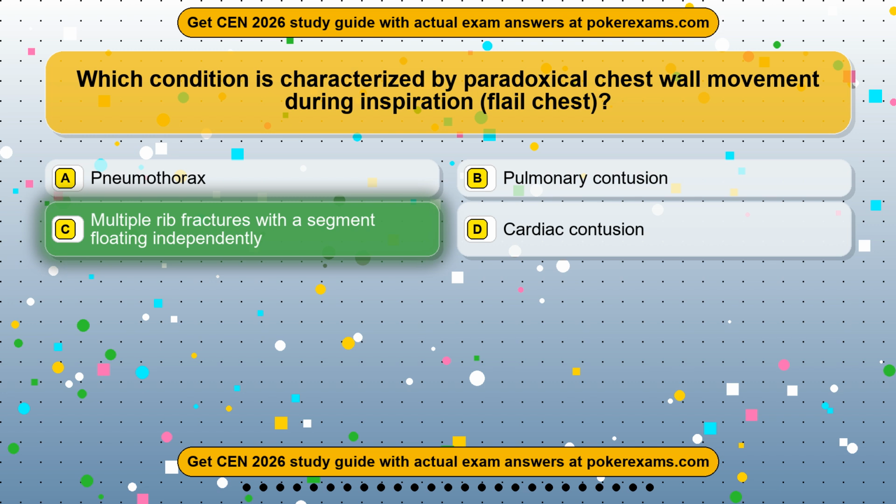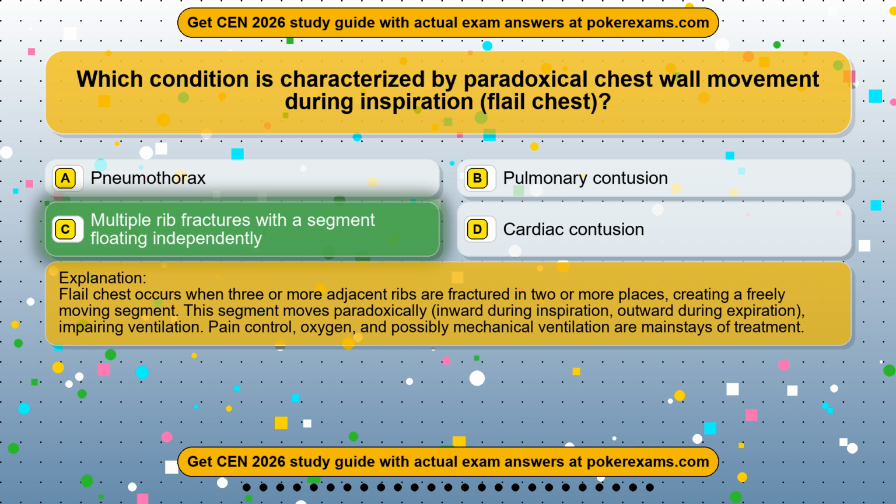Multiple rib fractures with a segment floating independently. Flail chest occurs when 3 or more adjacent ribs are fractured in 2 or more places, creating a freely moving segment. This segment moves paradoxically, inward during inspiration, outward during expiration, impairing ventilation. Pain control, oxygen, and possibly mechanical ventilation are mainstays of treatment.